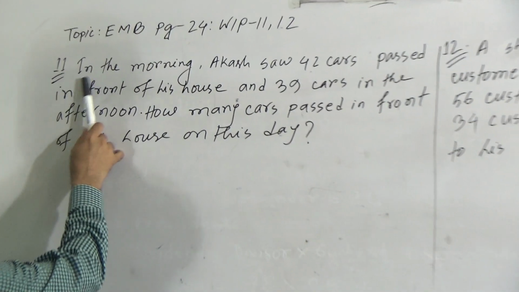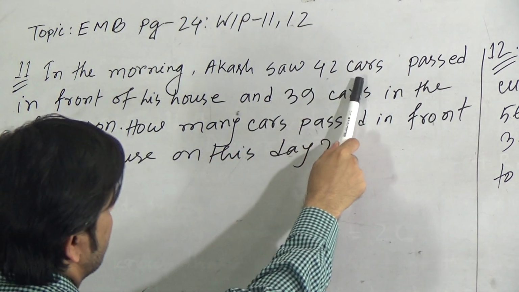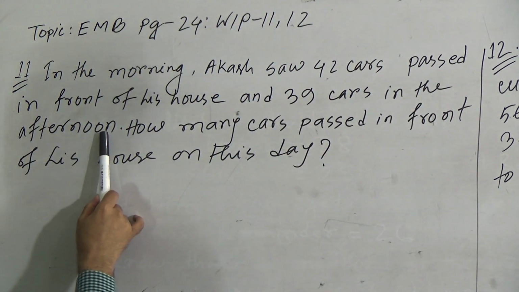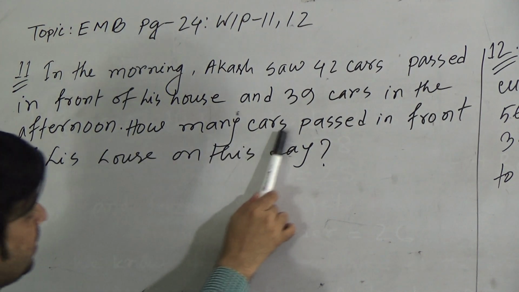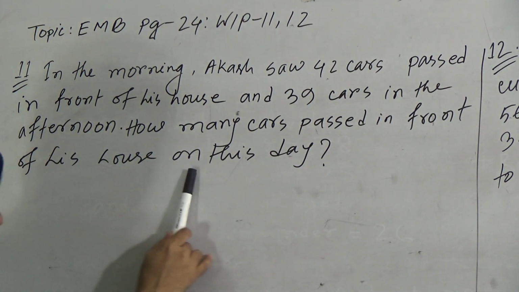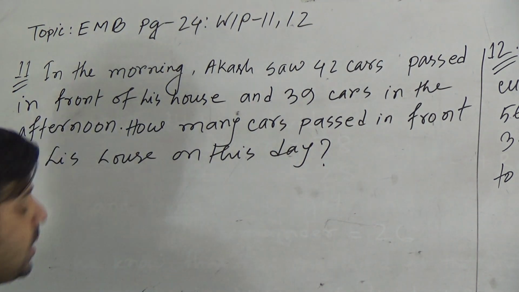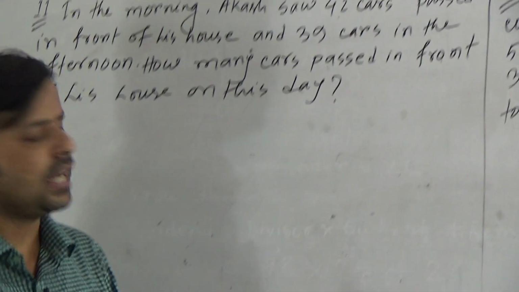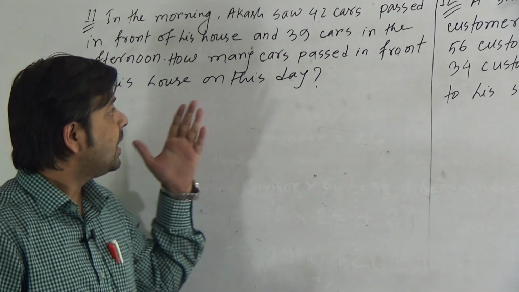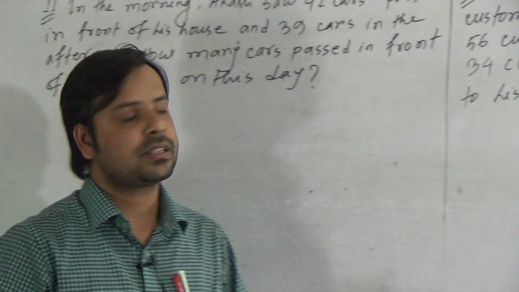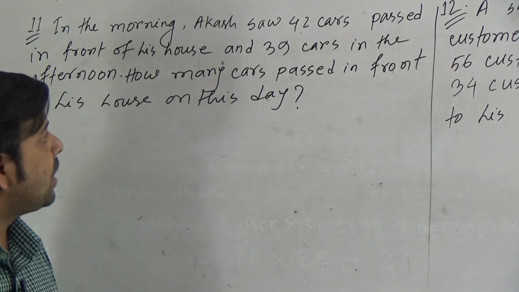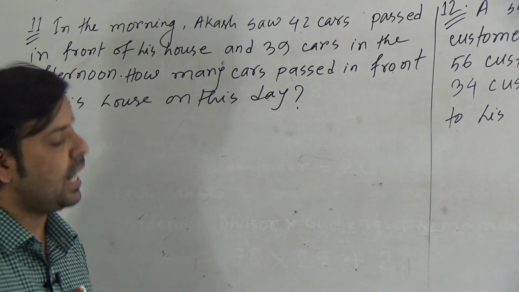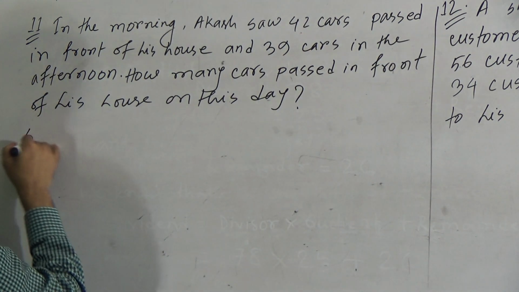Question 11. In the morning, Akash saw 42 cars passed in front of his house and 39 cars in the afternoon. How many cars passed in front of his house on this day? It means that Akash saw in the morning 42 cars passed in front of his house, and in the afternoon 39 cars passed. So in this day the total number of cars will be the sum of this 42 and 39. So we have to do addition to solve this problem. So I am writing the solution.